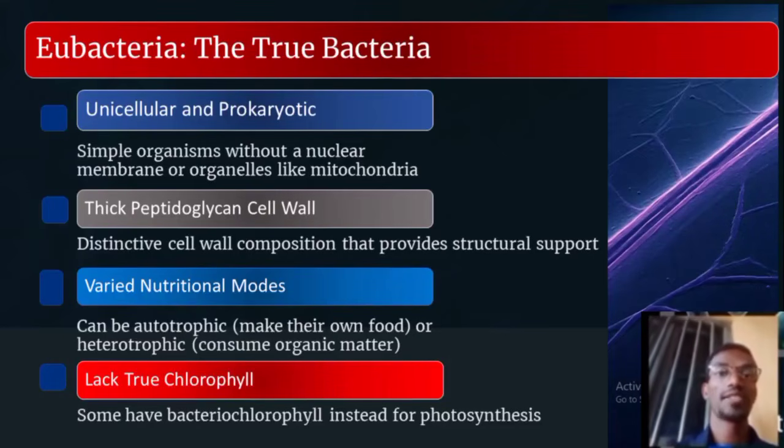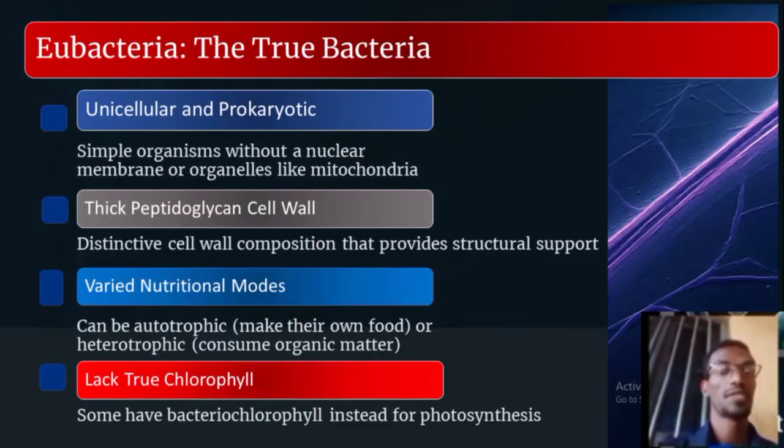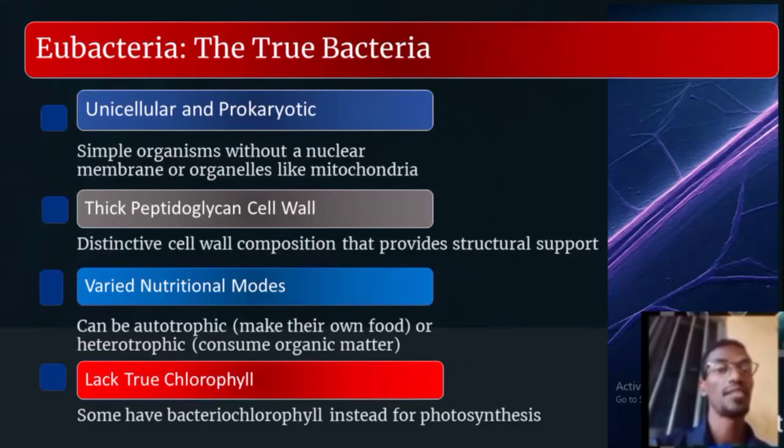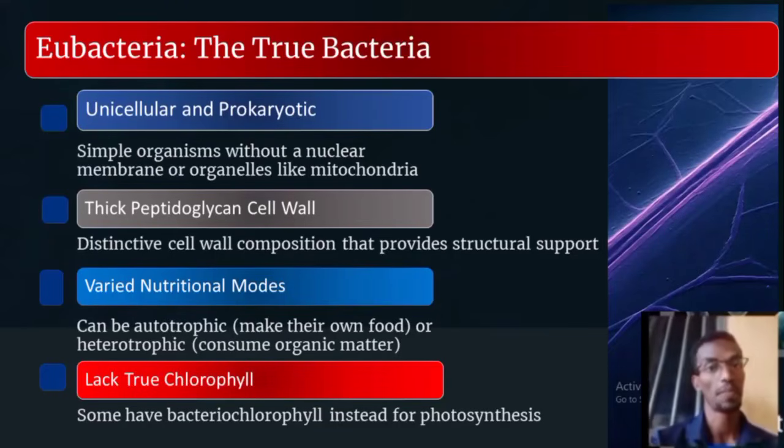The other important characteristic of these Eubacteria is they have varied nutritional modes. Some can be autotrophic, meaning they can make their own food, while some others can be heterotrophs, which means they consume organic matter. The other characteristic of these Eubacteria is that they lack true chlorophyll. Unlike plant cells, the cell of bacteria lacks true chlorophyll. Rather, they have a kind of chlorophyll known as bacteriochlorophyll.